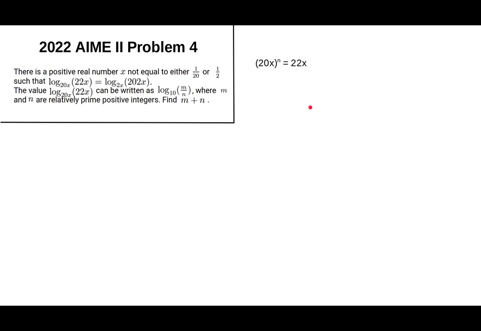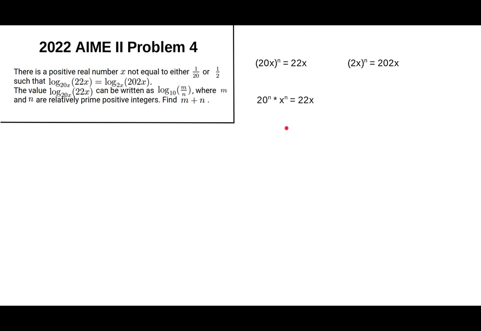So first, we're going to expand the definition of log. Let's say there's a number n such that n equals log_{20x}(22x). Then by the definition of log, (20x)^n would be equal to 22x. And because log_{20x}(22x) and log_{2x}(202x) have the same value, we can also do the same with the second equation: (2x)^n equals 202x.